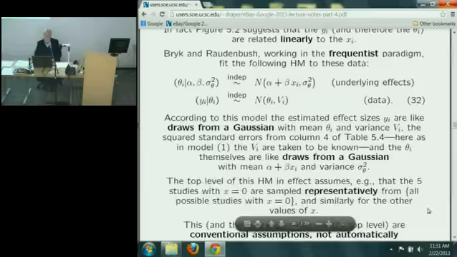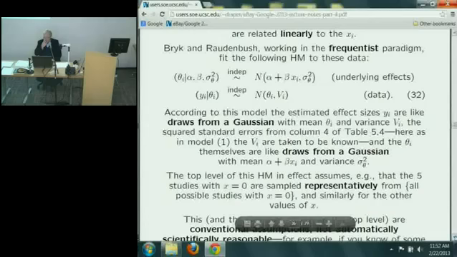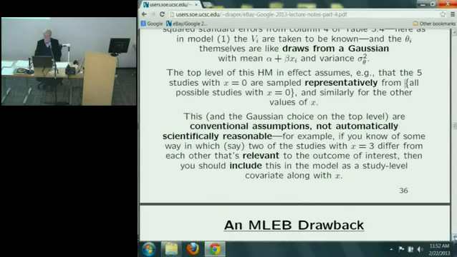But the assumption of the studies we have as being like a random sample from other studies that could have been run, and the Gaussian assumption, are not scientifically forced assumptions. They're just conventional assumptions. For instance, if you know of some way in which 2 of the studies with x equals 3 differ from each other that's relevant to the outcome here, that should be added in as another study level covariate. But in this problem, we don't have any other study level covariates. We only have the one I've shown you.